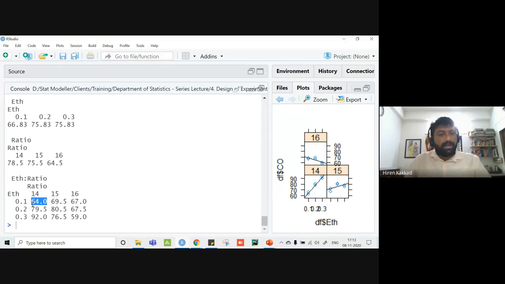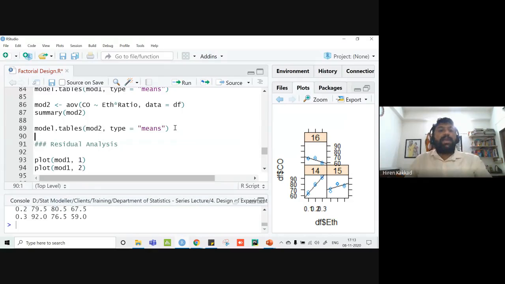So at that time, what is the emission? So that is 64. Ethanol level is, let's say, this one, and the ratio is, let's say, 15. So at that time, what is the CO emission? So that is mentioned over there. So likewise, we can use this interaction effect also. And since we have that interaction between them, which we observed through the interaction plot, we can use that.